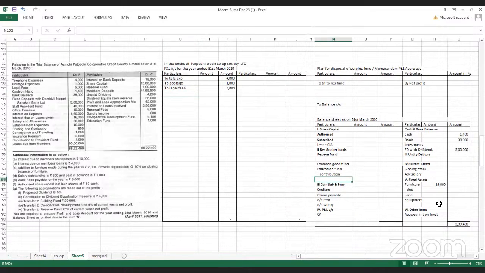So we'll go to the liability side, and staff provident fund is shown separately. Staff provident fund should be shown separately. Okay, 40,000. So I'll write here 40,000. I'll leave one line.